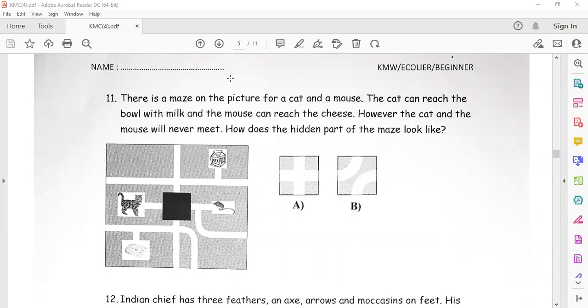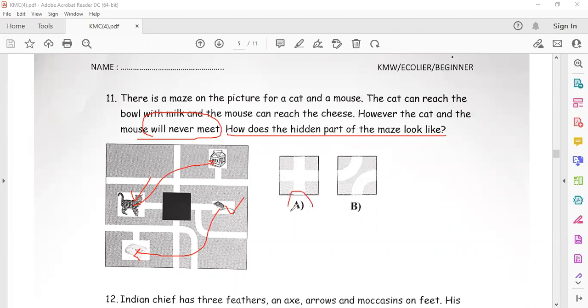Okay, fine. Let's see the cat and let's see the mouse. The cat is here. Our mouse is here. So the cat can reach the milk and the mouse has to reach the cheese. But as you know, the cat and the mouse will not meet. How does the hidden part of the maze look like?